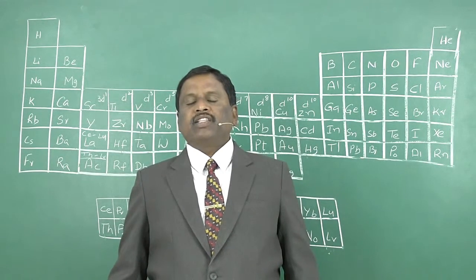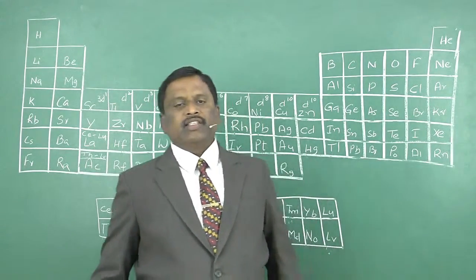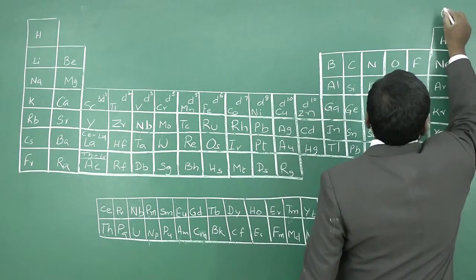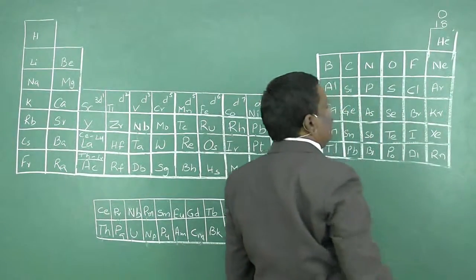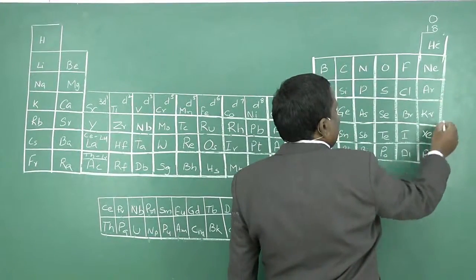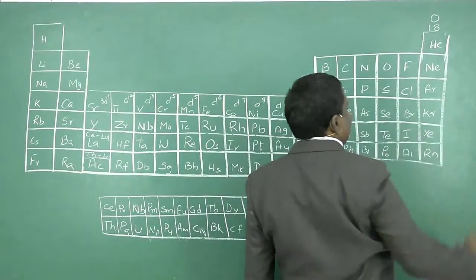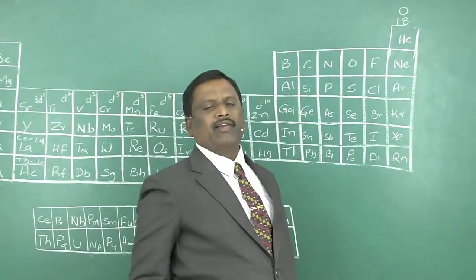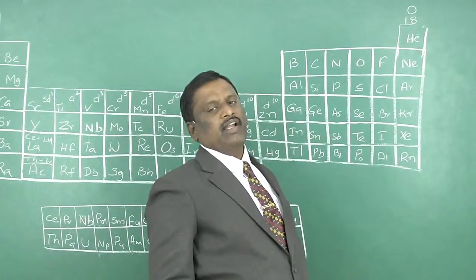The elements which are represented in the 18th vertical column of the periodic table are considered as inert gases or zero group elements. This is the 18th group or zero group. Here we have helium, neon, argon, krypton, xenon, and radon. Of course, radon is a radioactive element, and all the remaining elements except radon are present in air along with oxygen and nitrogen.